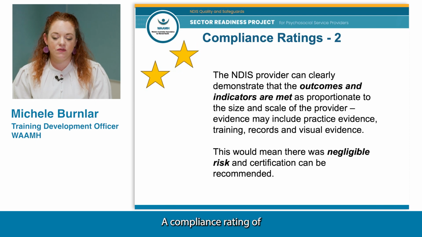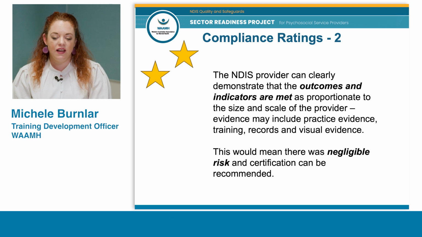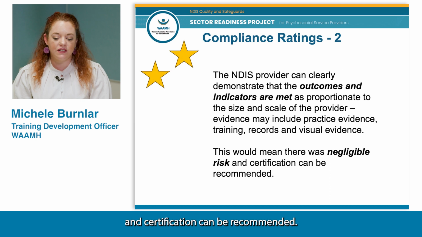A compliance rating of 2 means that the NDIS provider can clearly demonstrate that the outcomes and indicators are met as proportionate to the size and scale of the provider. Evidence may include practice evidence, training, records, and visual evidence. This would mean there was negligible risk and certification can be recommended.